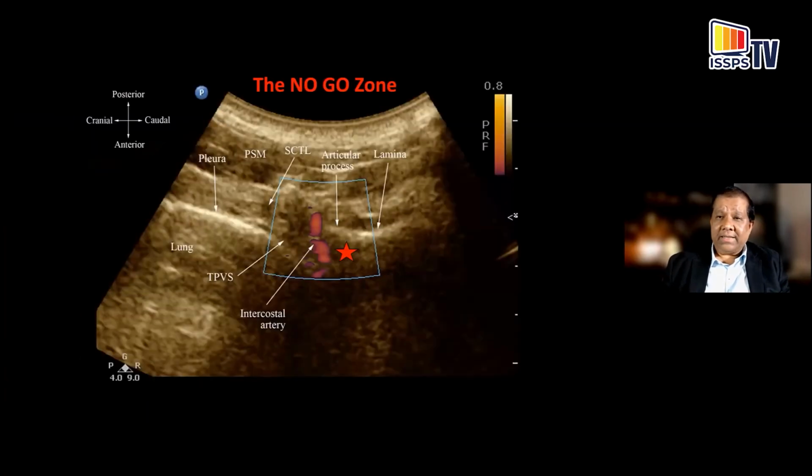A pearl is that we tend to avoid going close to the foramen for obvious reason. Also remember the dorsal branch of this intercostal artery actually emerges quite close to this. And this can be in the line of fire if you're going very close to the periforaminal area.